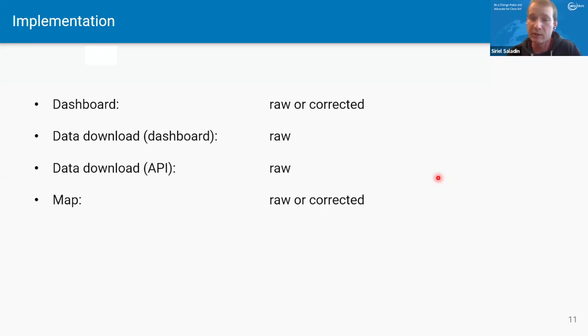On the other side, when users download data, either on the dashboard or through the API, the data will be raw, and users can apply correction manually if they want. And on our map, the data is either raw or corrected. This again can be selected by the user with a little drop down.